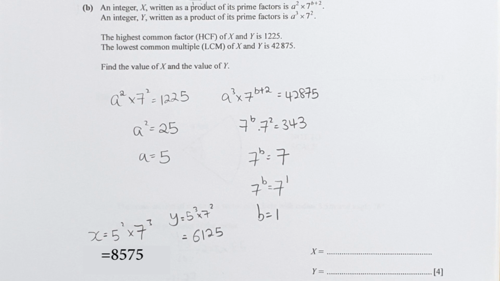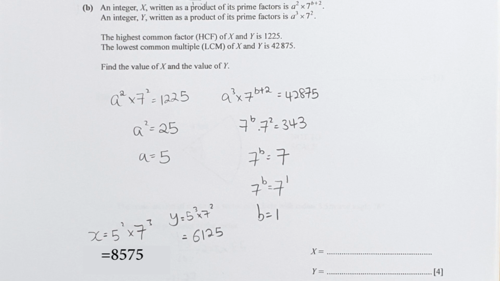Whereas for LCM, we try to include all the largest numbers possible. So we will have a cubed times 7 to the power of b plus 2 equals to 42,875. By running the calculation, the plus there, I split it up using the indices concept. Divide everything by 7 squared. So your b's final value will be 1.